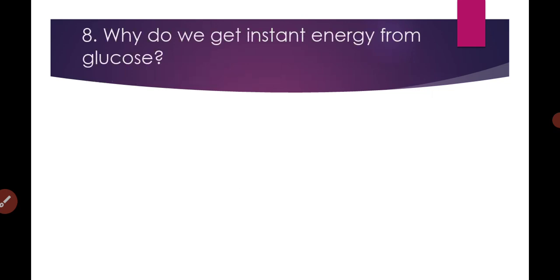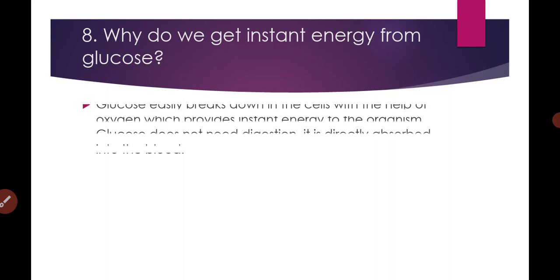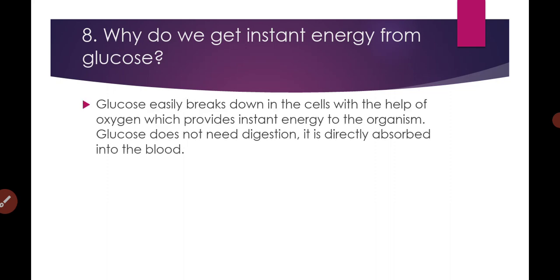Question number 8: why do we get instant energy from glucose? The very simple answer is that glucose breaks down in the cells with the help of oxygen. Glucose will be broken down in the cells of the body, in the cells of the organism. Glucose is present where? Glucose is present in the digested food, in the absorbed food, and the absorbed food will be transported by the blood and passed to all the cells of the body.